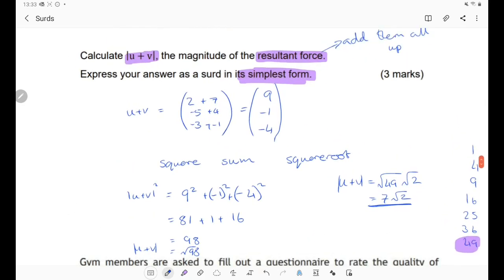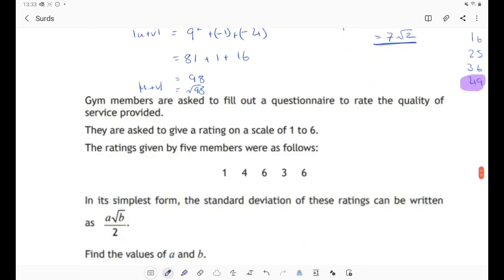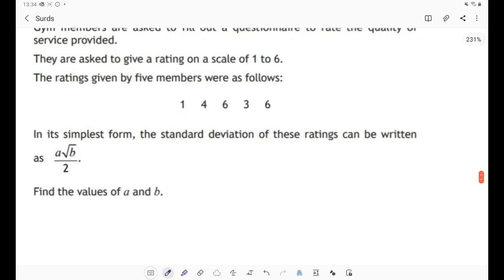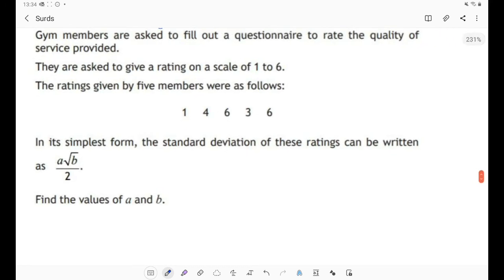Really commonplace for them to use surds, and the same is true for standard deviation. The reason for this is because it means they can take calculator questions and put them in the non-calculator paper. If you're preparing for a non-calculator paper, make sure you've got your surds up to scratch, because you'll end up losing straightforward marks just because your answer is not written correctly.